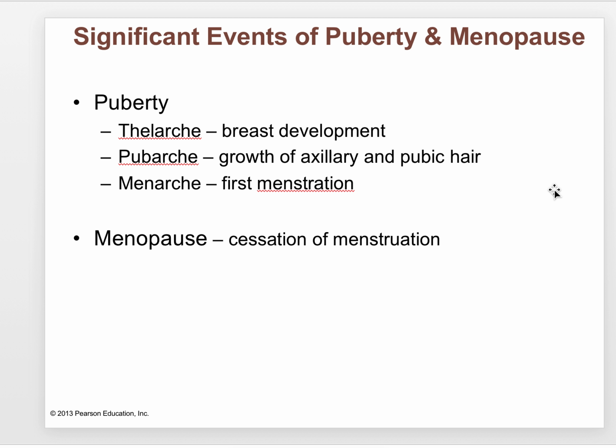And you just need to know these terms. Thelarche is the time of breast development. Pubarche is the growth of axillary and pubic hair. Menarche is the first menstruation. And menopause is when menstruation ends.